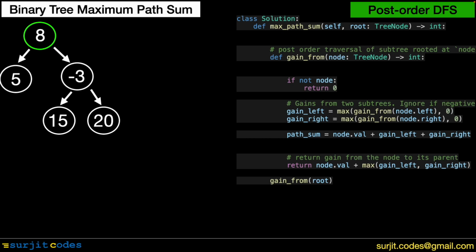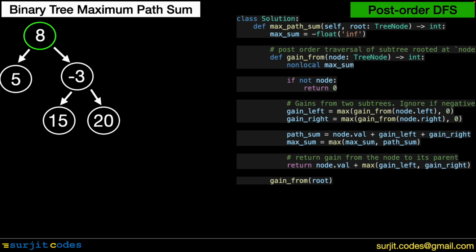We will now insert statements for this purpose. First, we define a variable maxsum outside of the recursive function and initialize it to -infinity. In order to use this variable inside of the recursive function, we have to declare it as non-local variable in the recursive function. In every iteration, we compare pathsum with maxsum and save higher of the two in maxsum. After processing all the nodes, we return the final value of maxsum as the output.